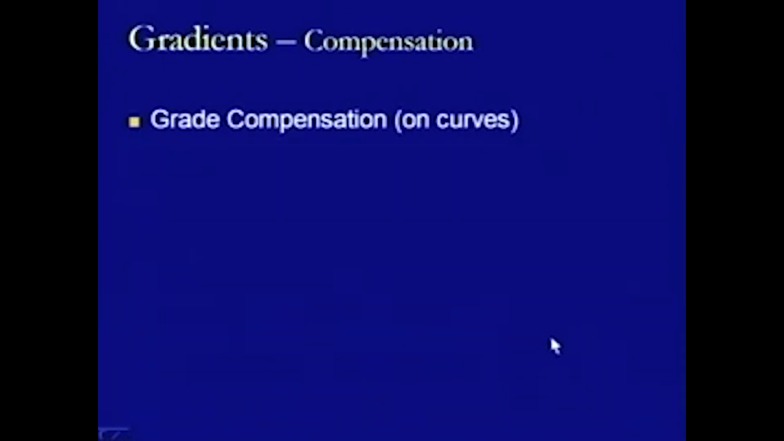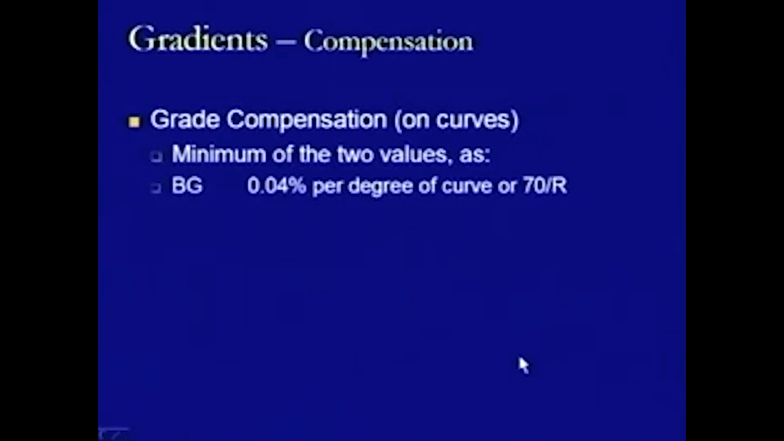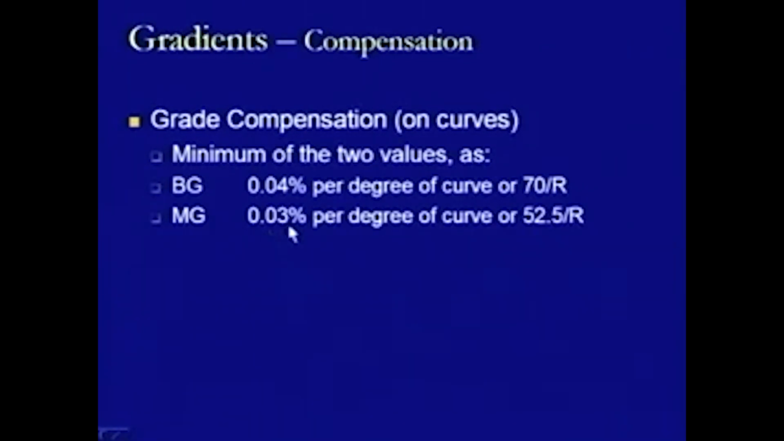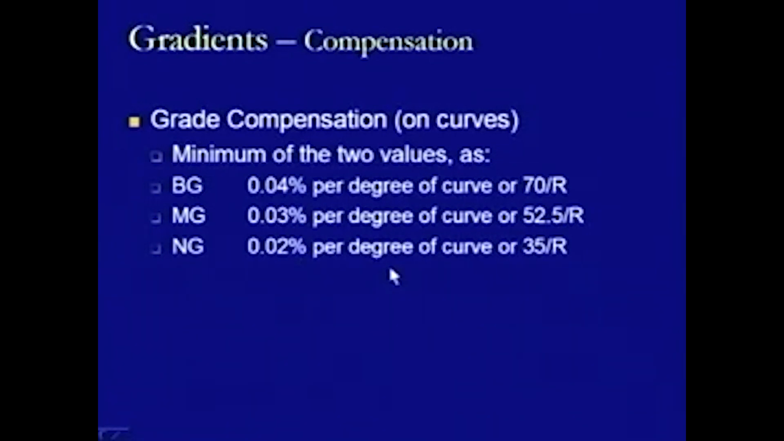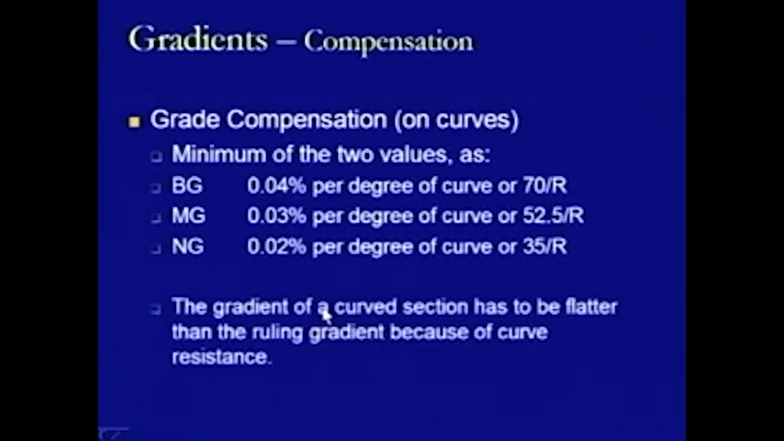Finally, the last thing to be discussed is the grade compensation, where the curves are being provided. As we have discussed, due to the curves there is an additional resistance, and to remove this additional resistance, the gradients are eased out, and the value by which the gradients are eased out is the minimum of 0.04% per degree of curve, or 70 divided by R in the case of broad gauge, or 0.03% per degree of curve, or 52.5 divided by R in case of meter gauge, and 0.02% per degree of curve, or 35 divided by R in case of narrow gauge.